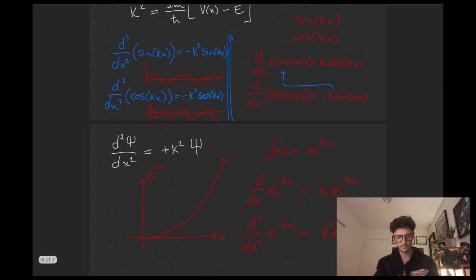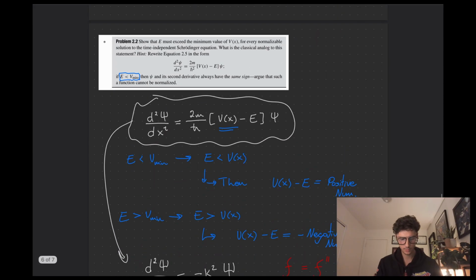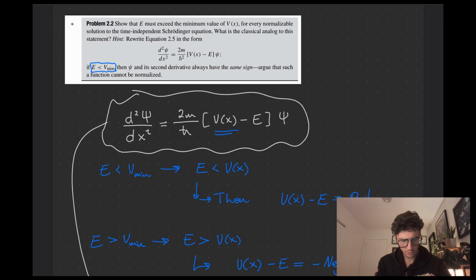So what can we get from this? Well, let's go back to the problem and check out what they were asking us. It says, show that E must exceed the minimum value of V for every normalizable solution to the time-independent Schrödinger equation. I'm going to underline this. What is the classical analog to the statement? We're going to get to that in a minute, or maybe near the end of the video. Then at the bottom it says, if E is less than V min, then psi and its second derivative always have the same sign. Argue that such a function cannot be normalized.